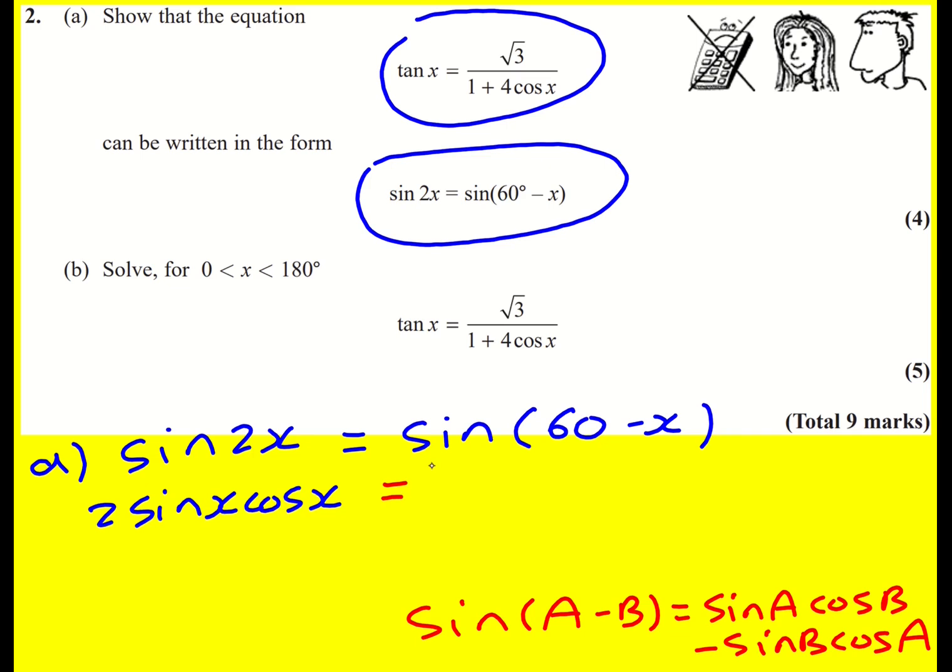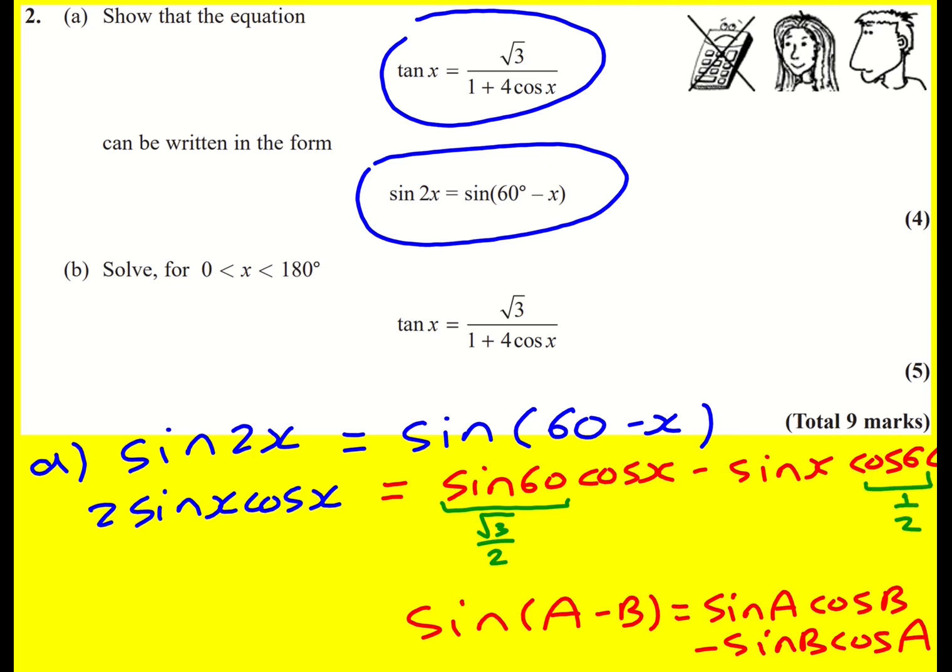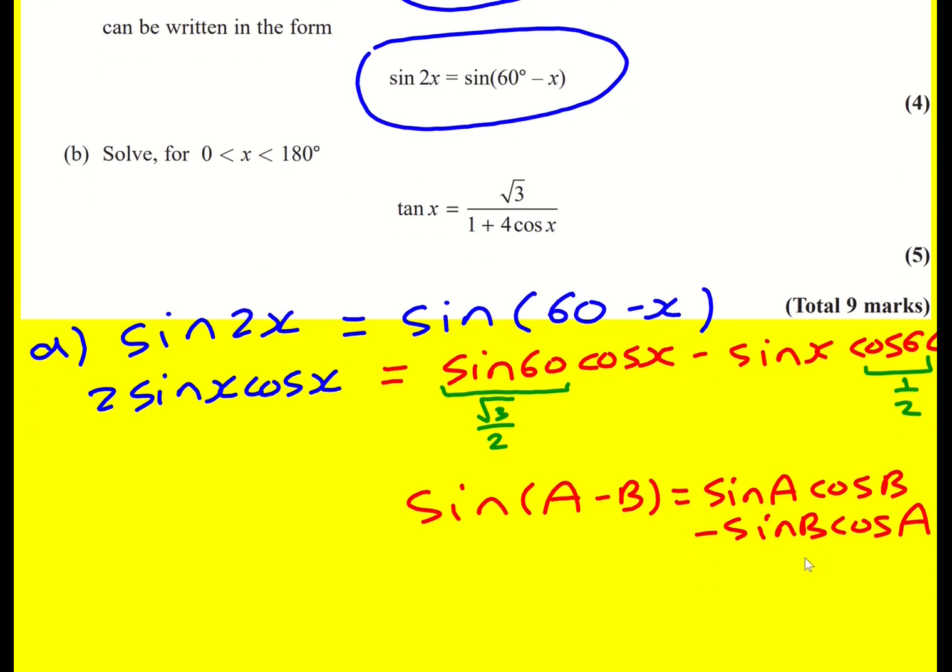And so here we're going to get that it's equal to sine 60 cos x minus sine x cos 60. Sine 60 is equal to root 3 over 2, and cos 60 is a half. So that means we can multiply, I would multiply through by 2 at this point to give me 4 sine x cos x equals root 3 cos x minus sine x.